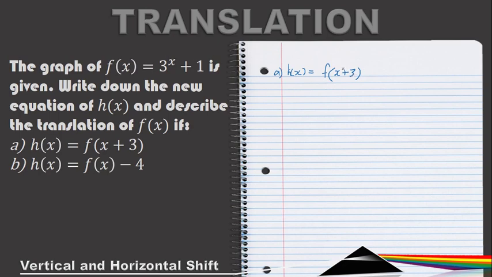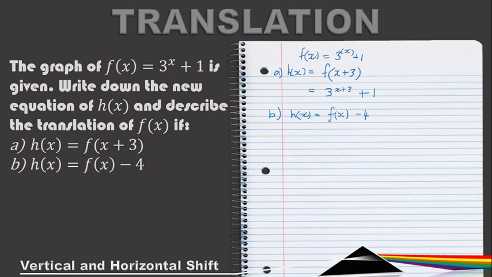But all we need to concern ourselves about is we take our normal graph of f of x equals 3 to the power of x plus 1. We replace x with x plus 3. So this is then going to be 3 to the power of x plus 3, and then plus 1. And then for b, we have h of x is equal to f of x minus 4.